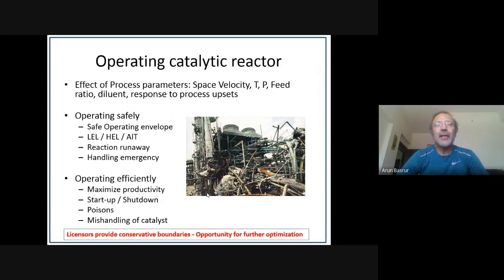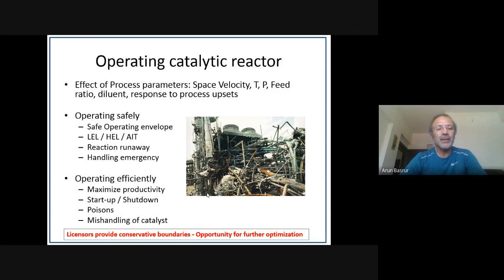Some other things that a user or an engineer who's going to operate or monitor a catalytic reactor should know is the effect of process parameters. These constitute space velocity, temperature, pressure, feed ratio if there's a co-feed, effect of diluents if there are diluents in the feed stream, and response to process upsets. How the catalyst gets affected by process upsets and how one would respond to that.